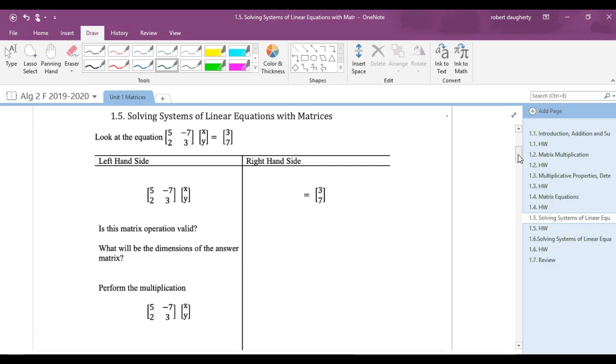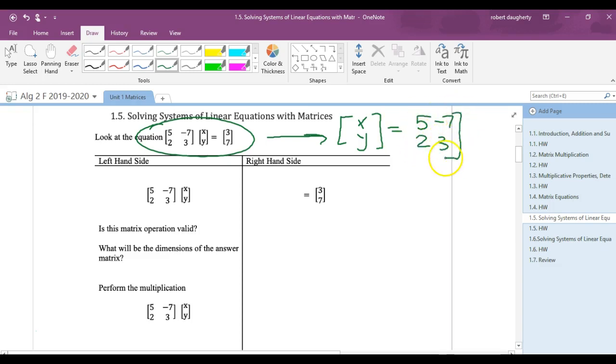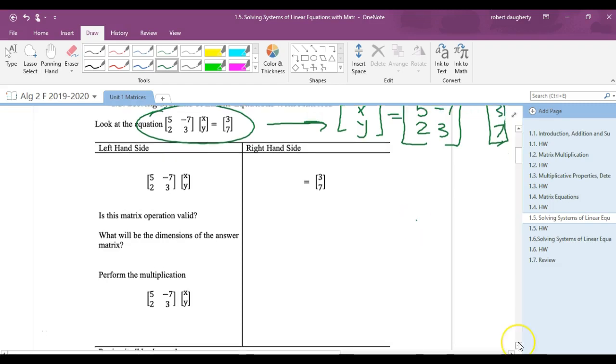So let's look at this matrix equation right here, okay? You know immediately to solve that, xy is going to be equal to what? The inverse of that first matrix times 3, 7. So that's how you solve that first problem. The inverse of this square matrix times 3, 7. Okay. Now, let's just back up a second and see.